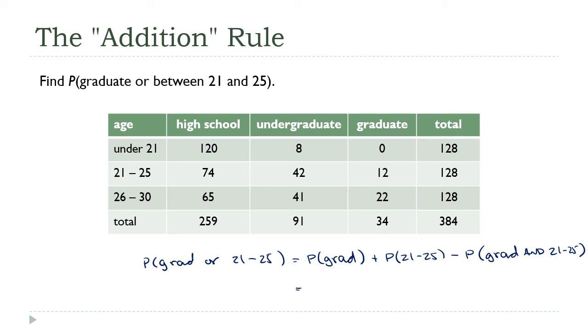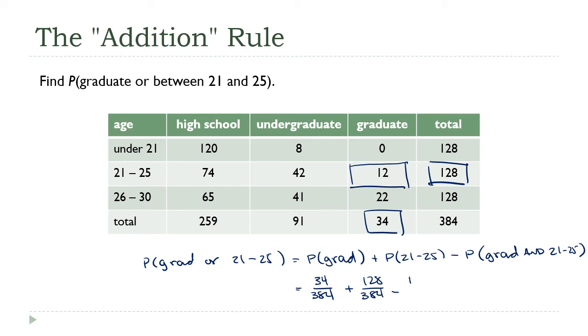So let's work these out then. The probability of grad school, that's 34 out of the total, 34 out of 384. The probability of being between 21 and 25, that's this 128 over 384 still, minus the probability of being in that graduate school category and the 21 to 25 category. That is this small group here. So I'm going to subtract out those 12. And there you go, right? That'll give us our answer.